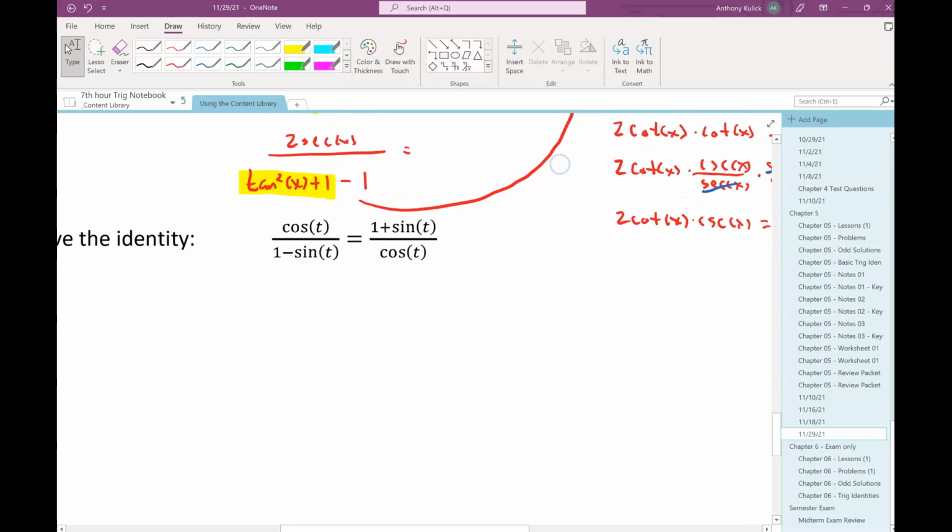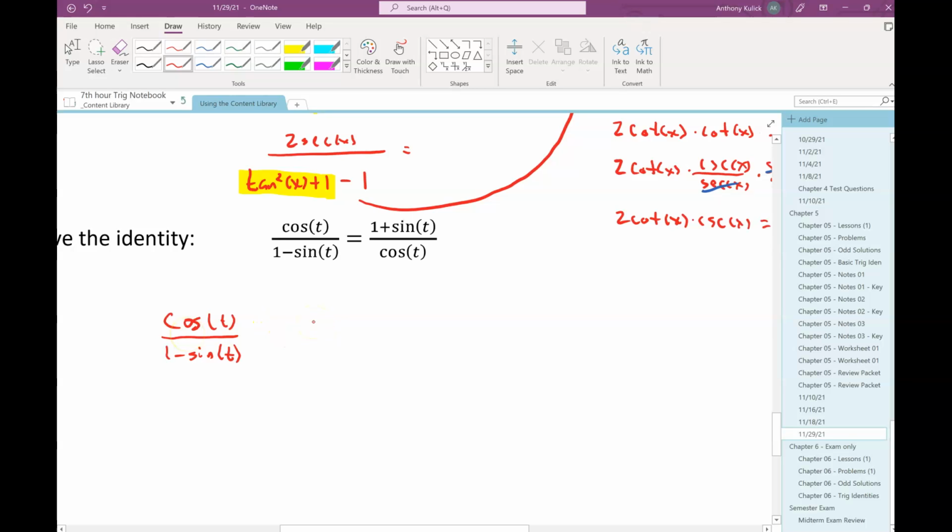Let's look at this last example here. So I have cosine t over 1 minus sine t equals 1 plus sine t over cosine t. Which side would be the better one to work on? Yeah, it doesn't really matter, right? They're about the same. You guys kind of see that? Here there's really no bad choice. One's not going to be any easier than the other. So for the sake of convenience, let's work on the left-hand side.